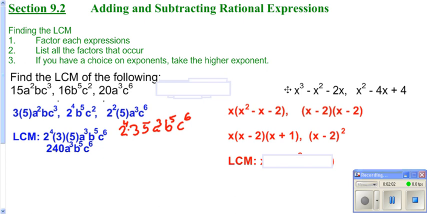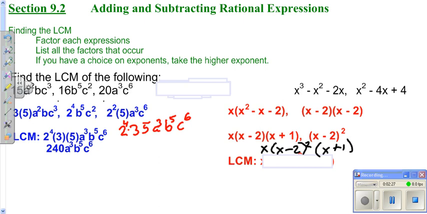So now for your least common denominator or multiple, which really what we'll be doing is using this in our denominators. You list all the different things that are occurring. You have your x here. You have an x minus 2 here, shows up in the first part and the second part. Remember, if you have a choice in exponents, you always got to take the higher one. And then you also want to list this, because that also shows up in the bottom. This ends up being our least common multiple.